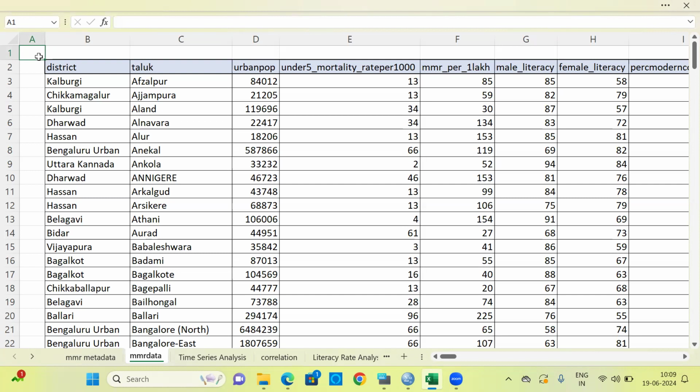Now, what is the importance of MMR in SDGs? Lowering the MMR is essential for achieving broader health, gender equality, and developmental goals, reflecting improvements in medical care, access to services, and women's health. Number 4, what is India's current position for MMR?